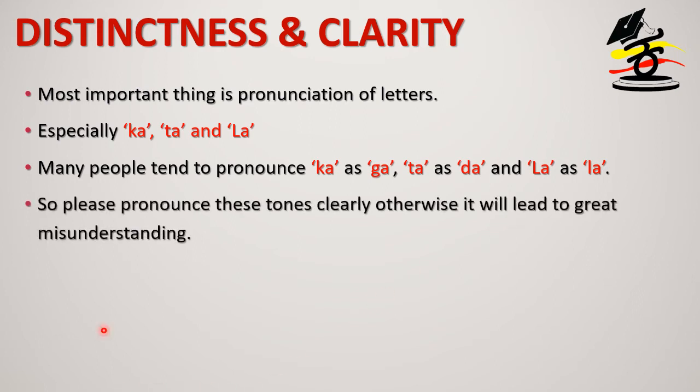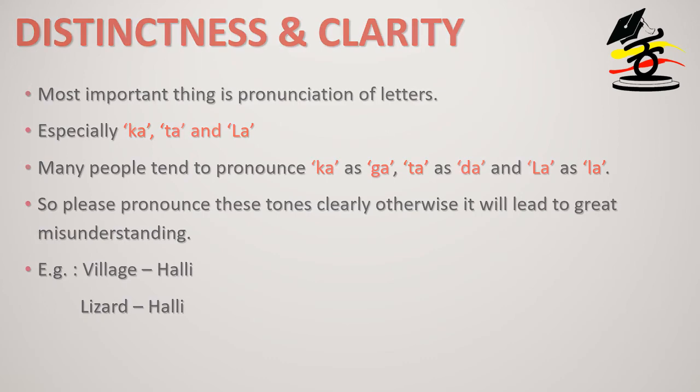Fine. So please pronounce these tones clearly, otherwise it will lead to a great misunderstanding, as I'll be illustrating with you an example. For example, village means halli, halli, okay, in Kannada. At the same time, the lizard means halli. Here it is la and here it is la. So these two words may seem or sound the same, but the meanings are completely different. So try to keep these things in mind and let's proceed further.